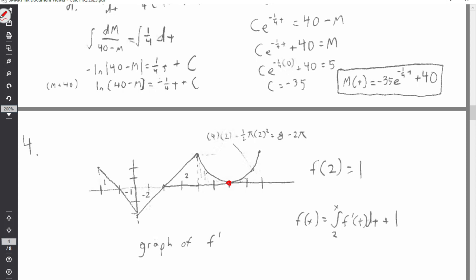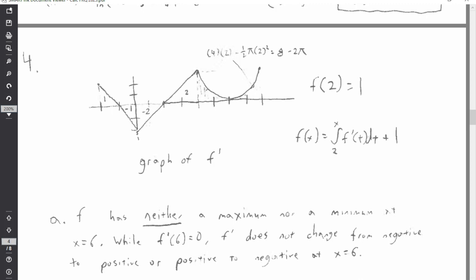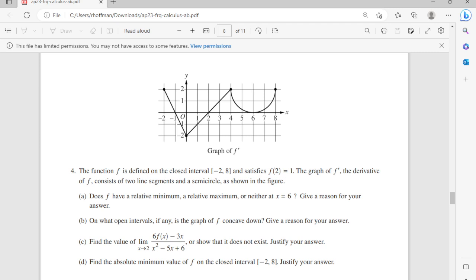And here, to the left of 6, the derivative is positive. To the right of 6, the derivative is positive. Therefore, it does not change signs. So it is neither a maximum nor a minimum, because that derivative doesn't change sign. Part B. Where is f concave down?